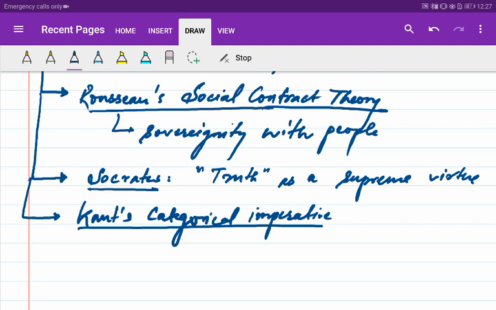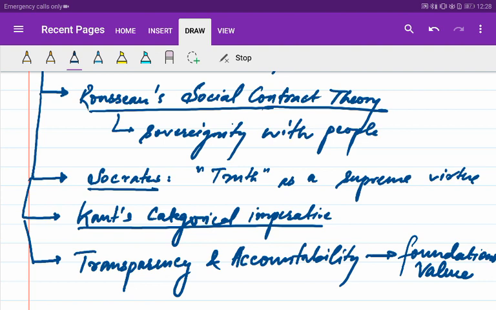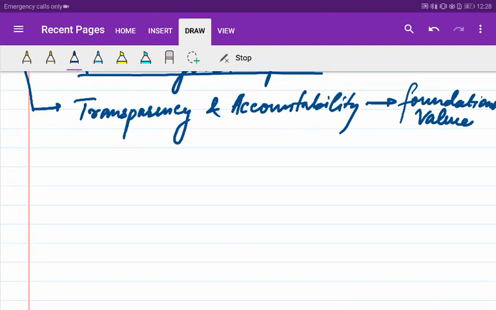So national security is important. However, how you attain that is also equally important. And if you have to see it from the civil services point of view, we can very easily argue that transparency and accountability are the foundational values. So we can argue that the action is guided by the foundational values of the civil services. However, we can even argue this from the utilitarian perspective.